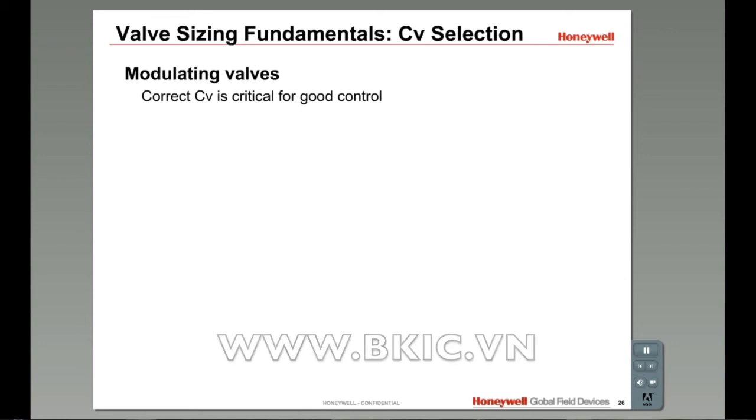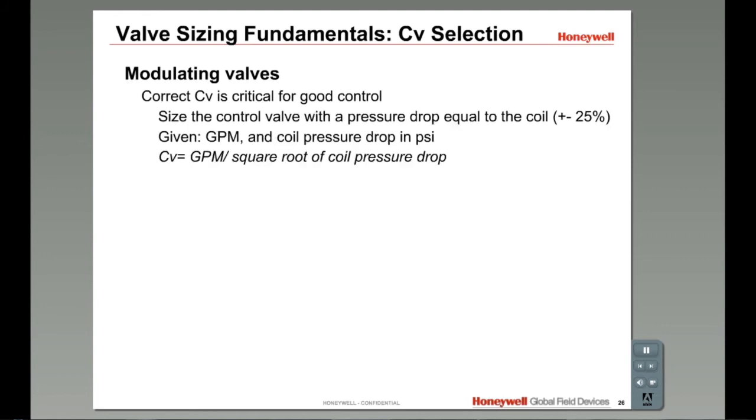If the valve CV is too small, it may not provide enough flow to the application, resulting in insufficient heating or cooling. Properly sized control valves will control flow over the entire range, from open to closed, providing optimal temperature control. To properly size control valves, select the control valve to yield a pressure drop equal to the coil.